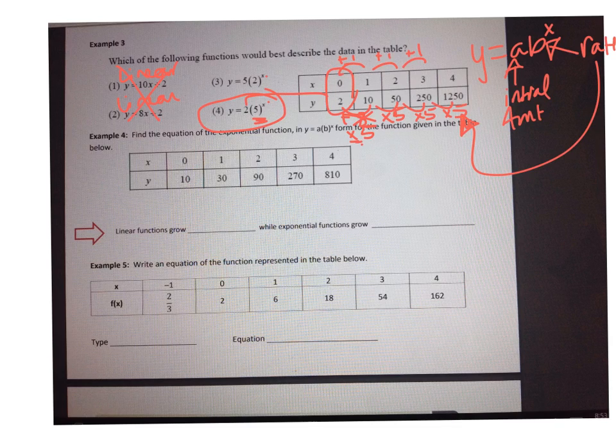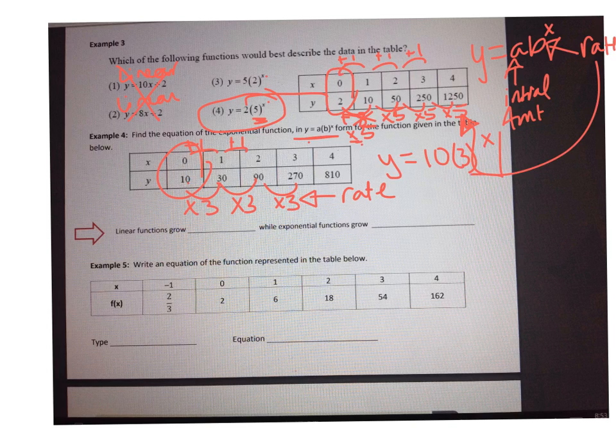So if you're asked to find the equation of the exponential equation, y equals a b to the x, again, they're already telling you it's exponential, so you know that for every increase in your x, you should be multiplying by something in your y. So 10 to get to 30 is going to be times 3, 30 to get to 90 times 3, 90 to get to 270 times 3. So this is my rate, and this is my initial amount. So y equals 10 times my rate to the x.